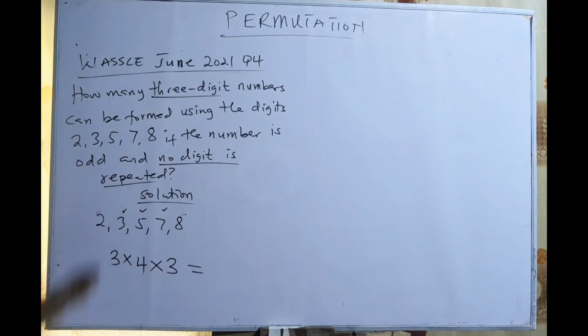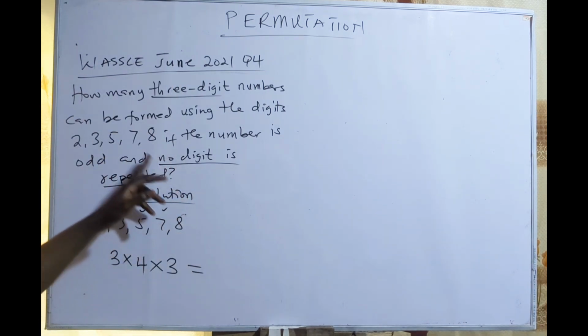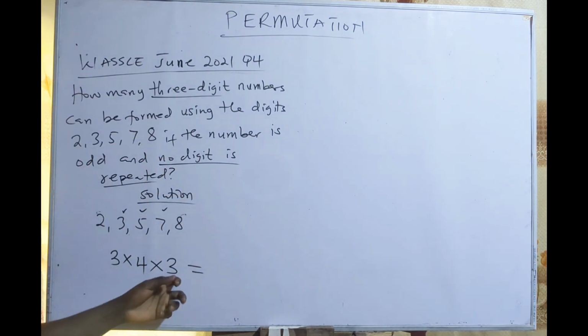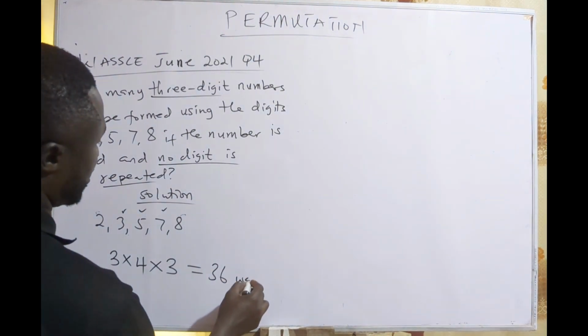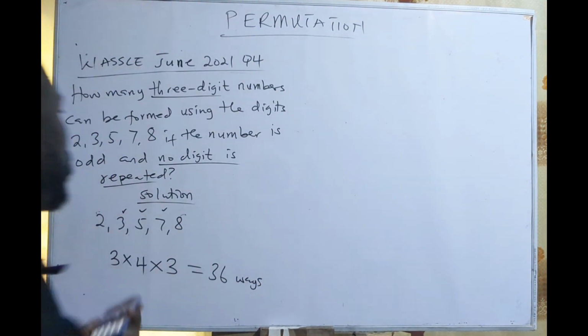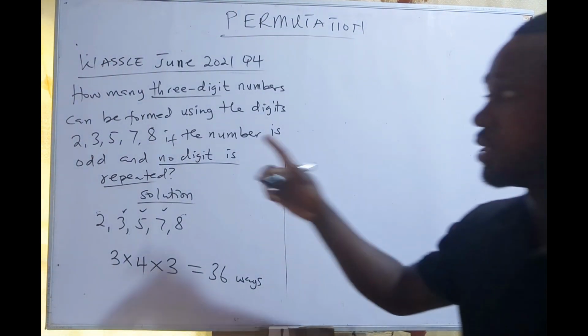So if you get a question like this, because it is odd and without repetition, you have to start from the unit digit and bring it to this side. If the question was with repetition, wherever you start from wouldn't affect the answer. Let me finish this and then I will look at the repetition. So this should be 3 times 4 times 3, and that will give us 36 ways. If it was with repetition, wherever you start from may not matter because we put the number back.